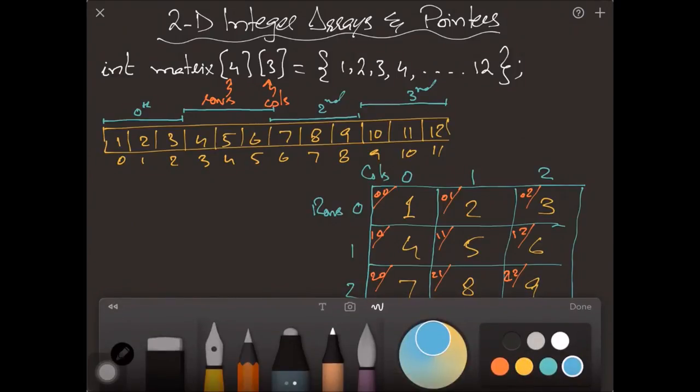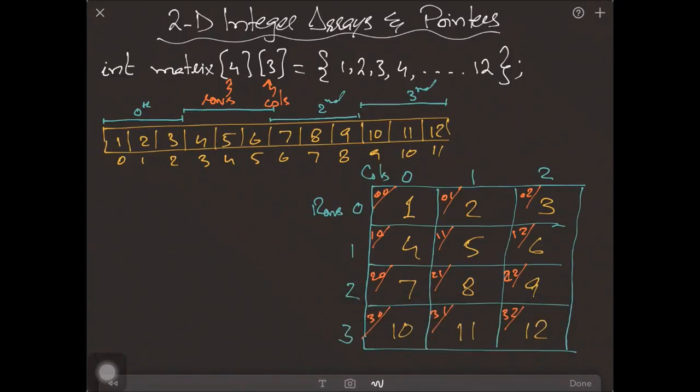As far as the addresses are concerned, if I say that this is address 100, this is address 104, 108, 112, 116, 120, 124, 128, 132, 136, 140 and 144.